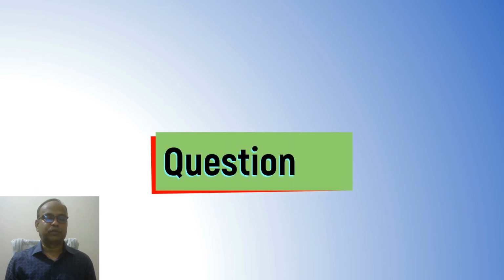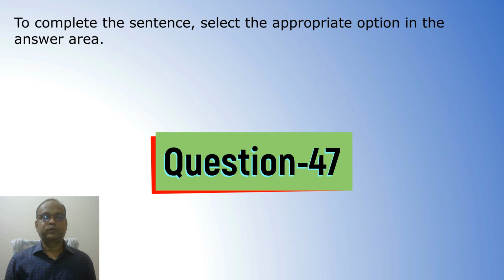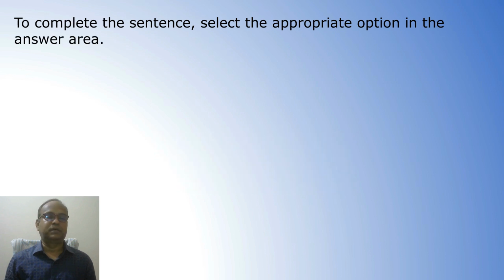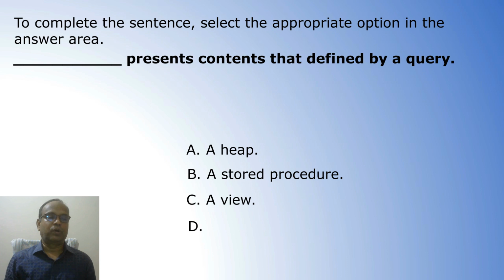Next question, question number 47. To complete the sentence, select the appropriate option in the answer area. Dash presents contents that are defined by a query. Option A, heap. Option B, a stored procedure. Option C, a view. Option D, an index.